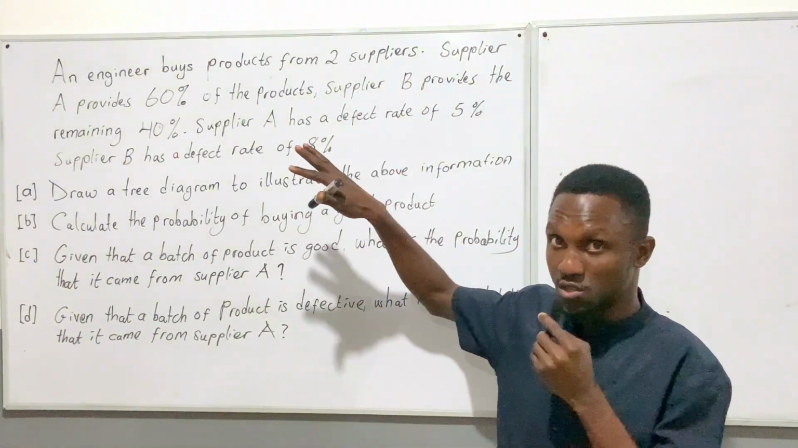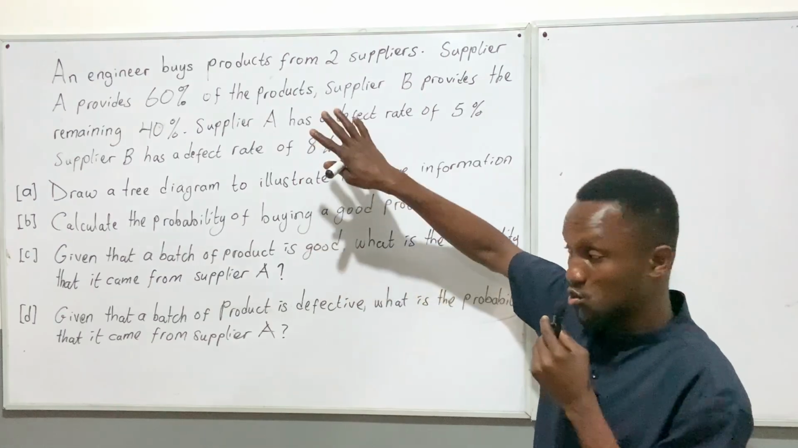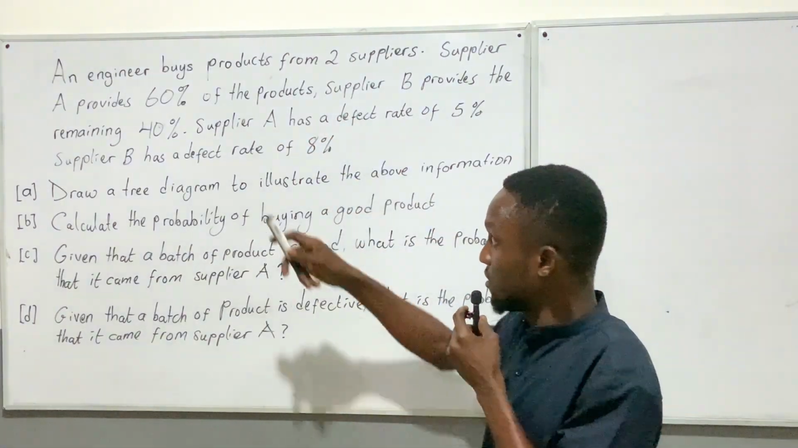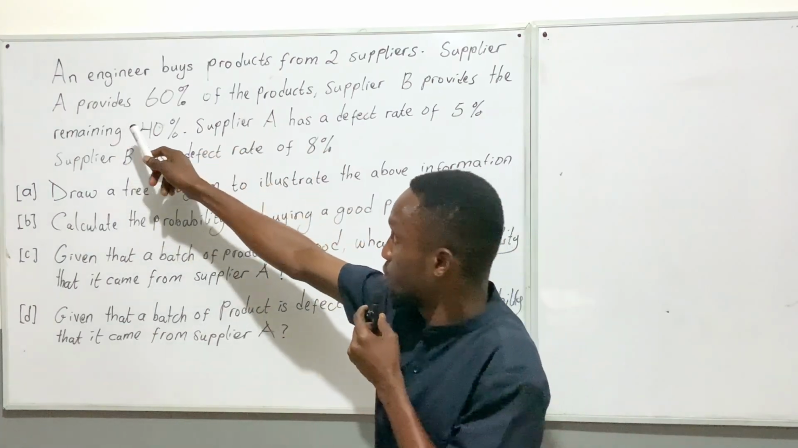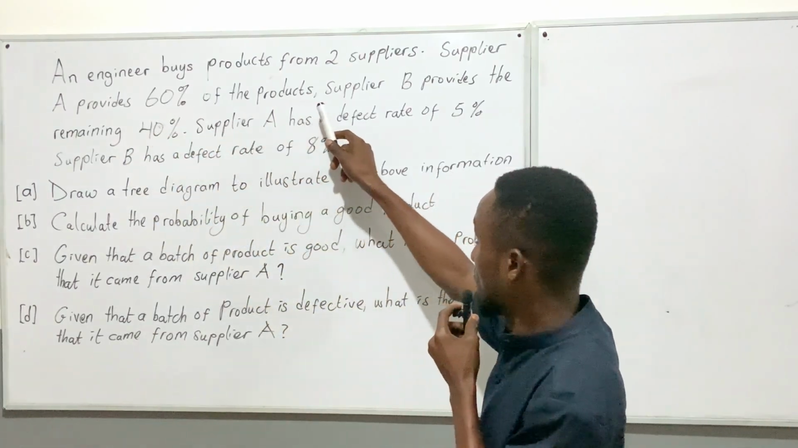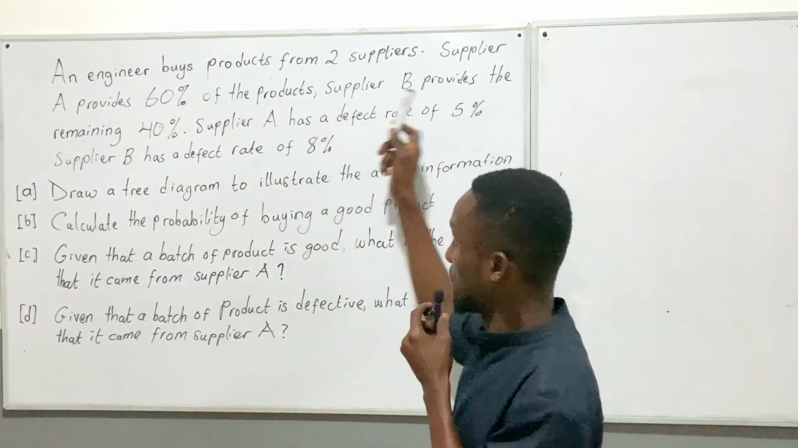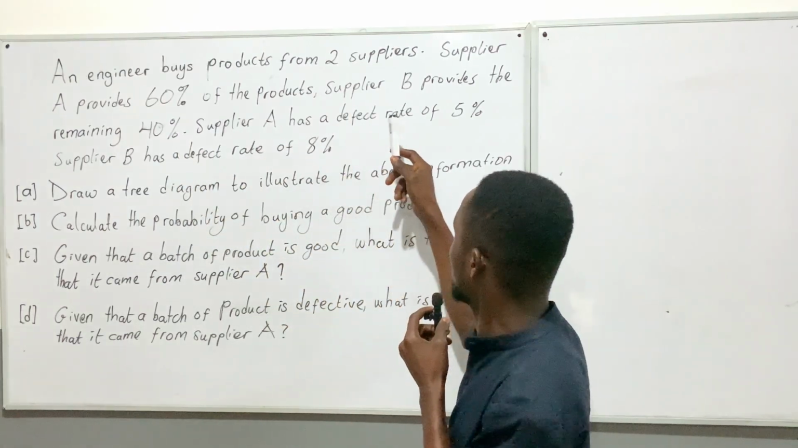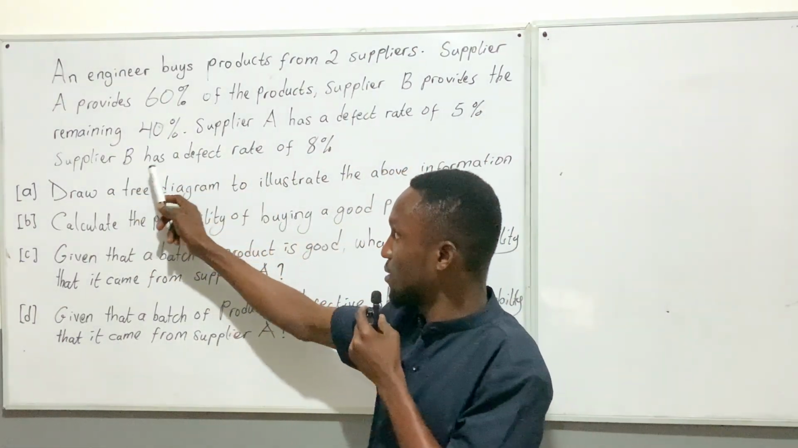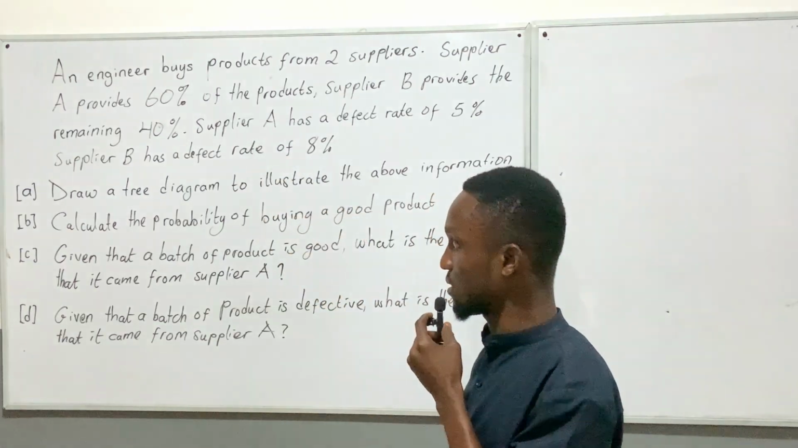We are going to use a conditional probability approach to solve this question. It says that an engineer buys products from two suppliers. Supplier A provides 60% of the products. Supplier B provides the remaining 40%. Supplier A has a defect rate of 5%. Supplier B has a defect rate of 8%.